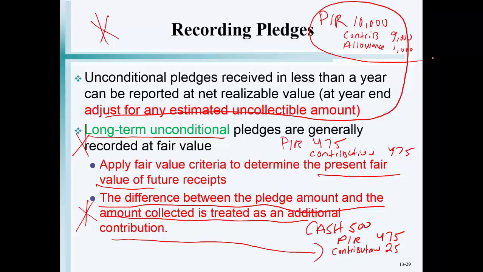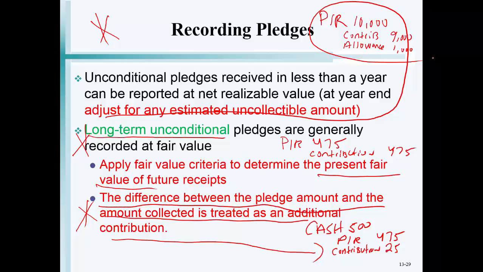Okay? Okay, good. What about a long-term unconditional promise? So instead of someone saying, hey, I'm going to send you the money, the check's in the mail, you'll have it at the end of this month, somebody says, well, I'm going to give you $500, but I'm going to give it to you in 2 years. Well, now we're getting into what? A longer-term situation as to when we're going to get that money.